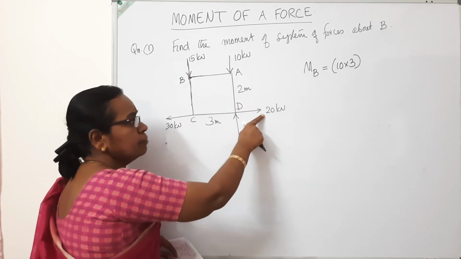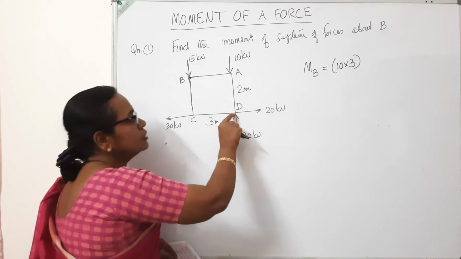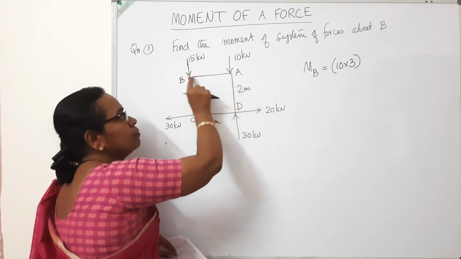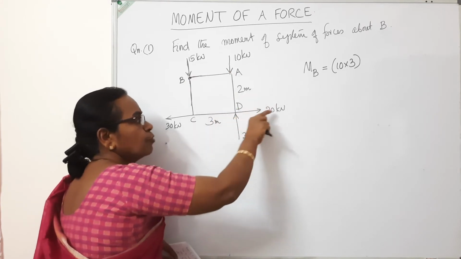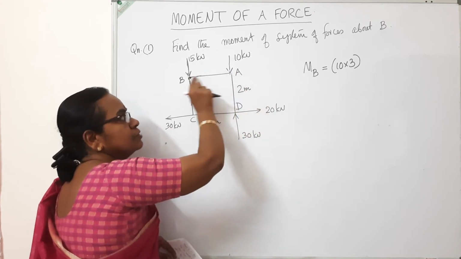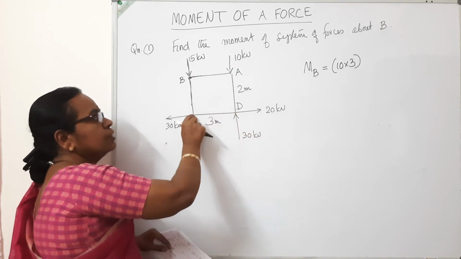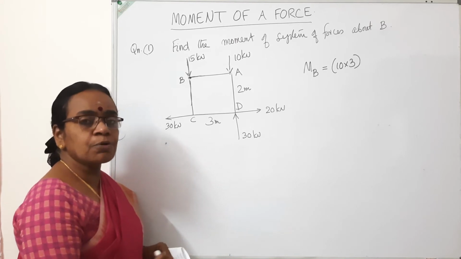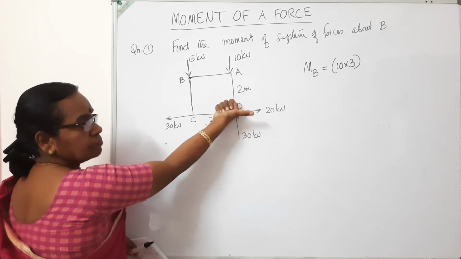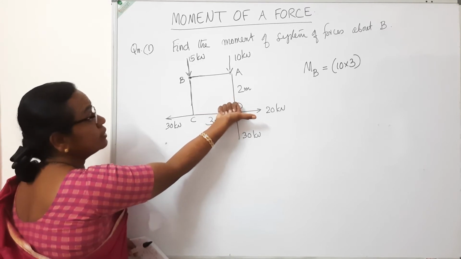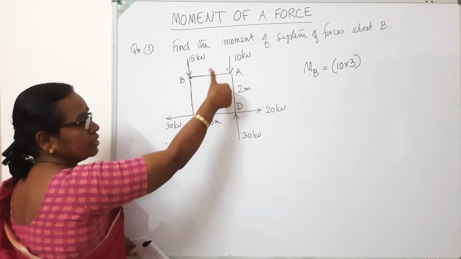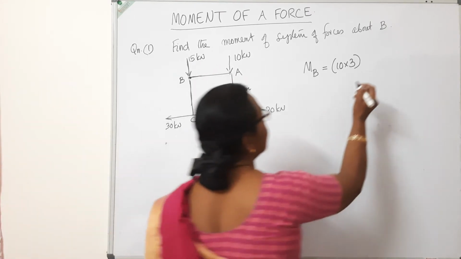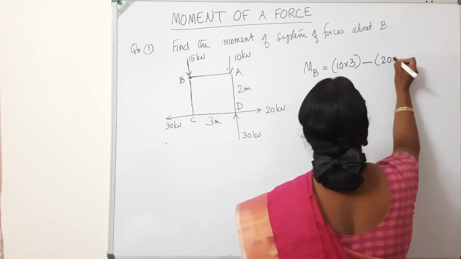Then consider this 20. This is the line of action. Perpendicular distance up to this point B. This is the perpendicular distance. Force into perpendicular distance. So 20, this is the line of action, from here to here it is 2 meters. So 20 into 2 is the magnitude. What about the direction? Keep the thumb in this direction, 20. Rotate about B. So rotate in this direction. So it will produce anti-clockwise moment. So minus 20 into 2.